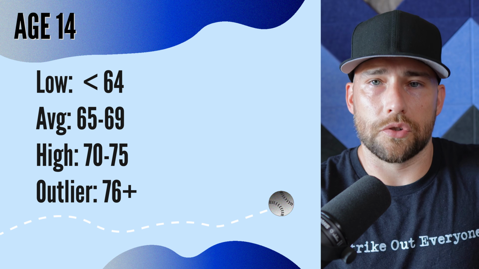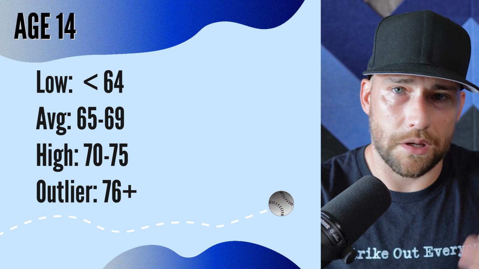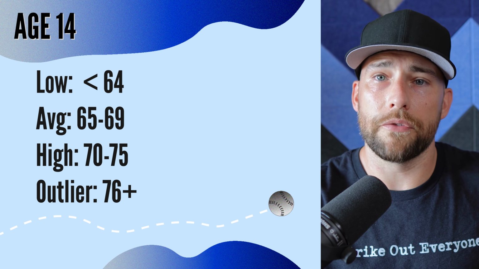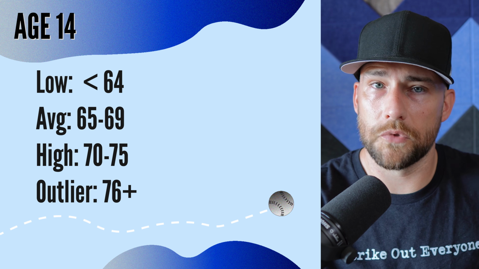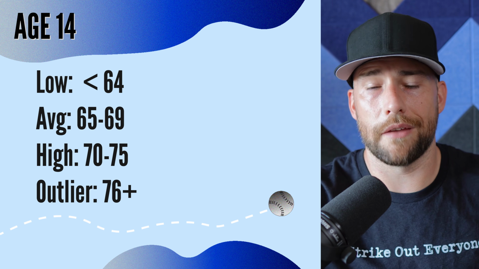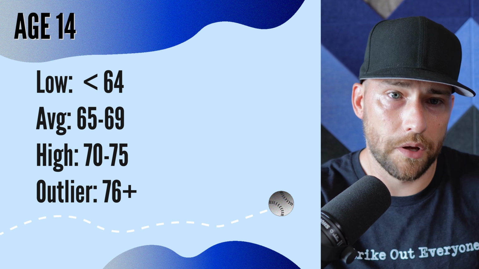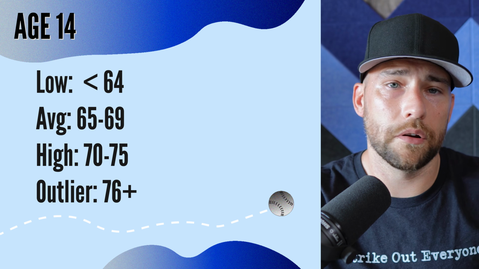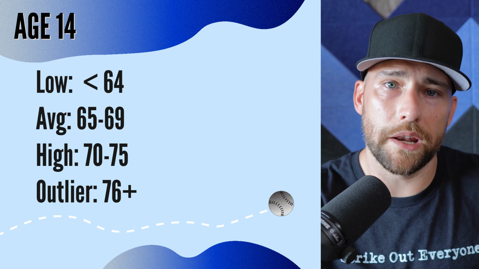Players of this age should be striving to get into the 70s. Again, you can't rush your development, but that's the goal. If you start to see 70s at age 14, you're in a pretty good spot. Because again, if you add 15 more miles per hour in your high school career, which is 3 to 4 miles per hour per year, you're going to be in great shape, right? You'll be a mid 80s pitcher one day.